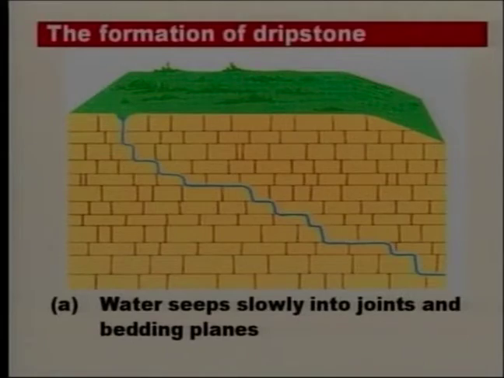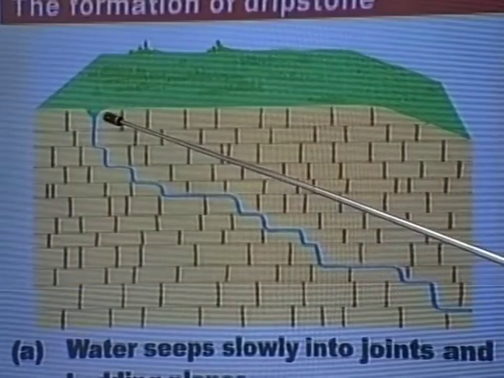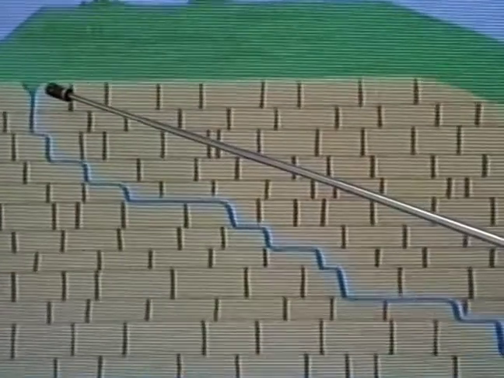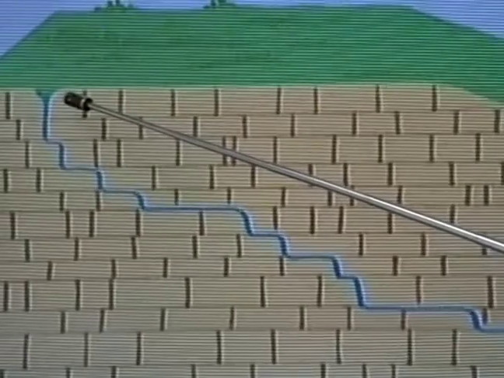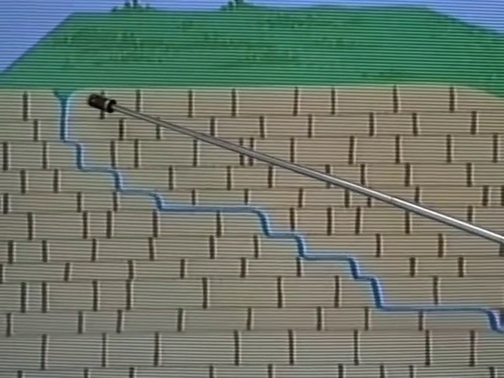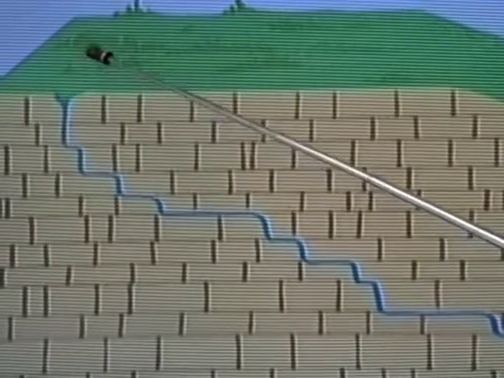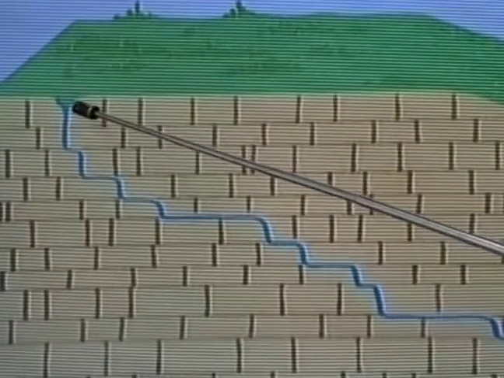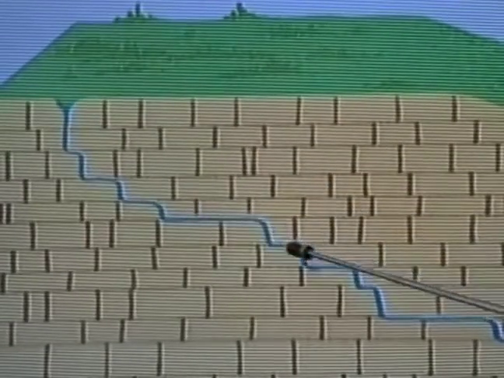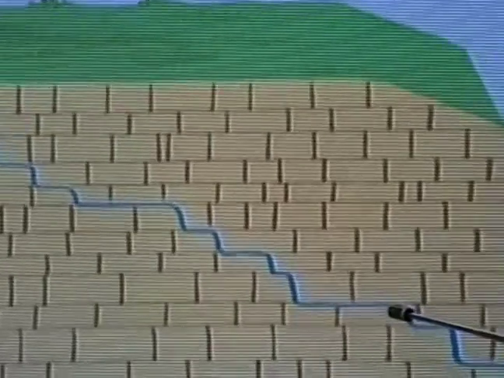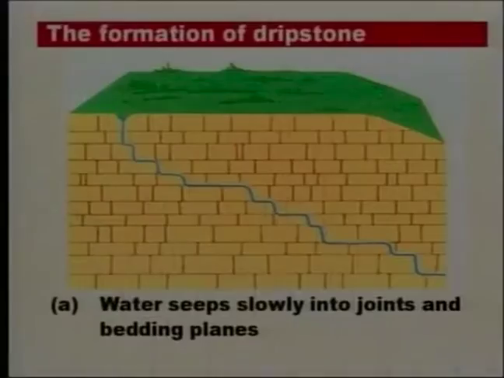This feature here at the top, what do you think is the term that we can use to describe this feature here where water gets to disappear underground? Swallow hole, yes, definitely. Okay, good, we've learned something. Water gets to disappear through the swallow hole, and then it will follow the cracks which are under the surface. We are looking at the formation of a dripstone now, the third feature. Water seeps slowly into joints and bedding planes under the surface.